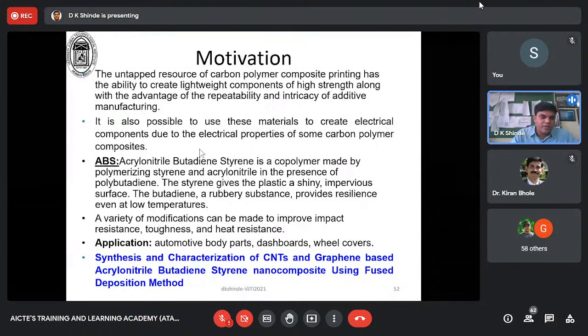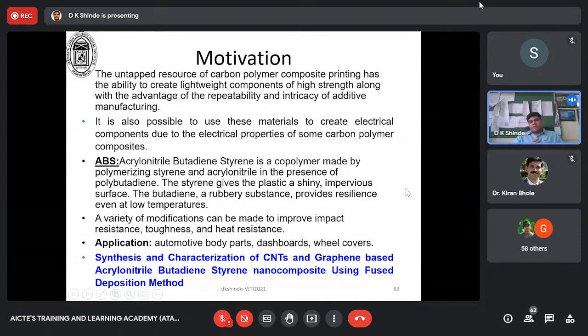Why did we choose ABS? ABS is widely used in automobile body parts, dashboards, wheel covers, and many other cheap materials which are required, and you can easily develop such material. Styrene acrylonitrile presents the polybutadiene, which gives the shiny surface and also has a rubbery substance and provides resilience to lower temperatures, and therefore this material has been widely used.